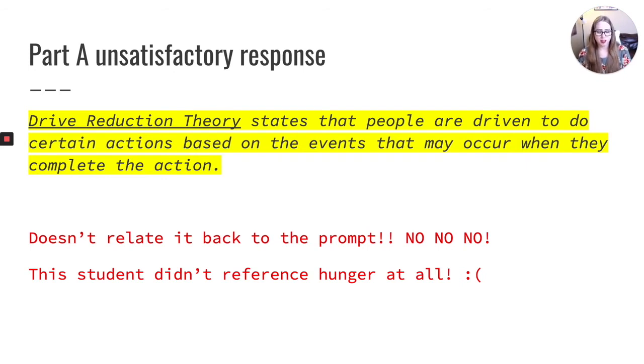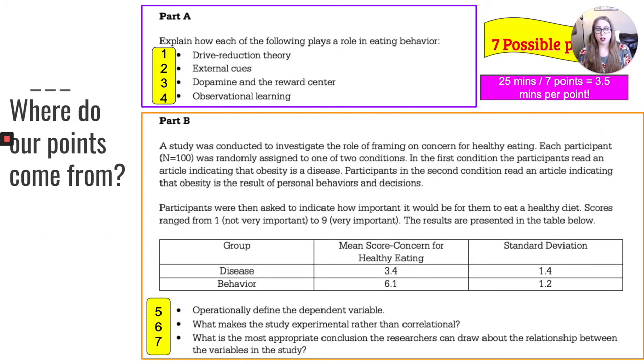So let's look at part B. In part B, you are given a set of data and a research study is explained. Here, we see that a study was conducted to investigate the role of framing on concern for healthy eating. Each participant was randomly assigned to one of 2 conditions. In the first condition, the participants read an article indicating that obesity is a disease. Participants in the second condition read an article indicating that obesity was a result of personal behaviors and decisions.